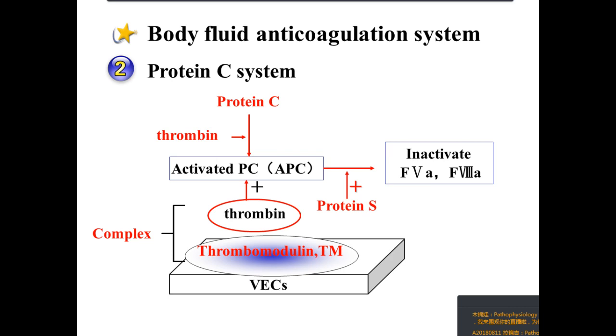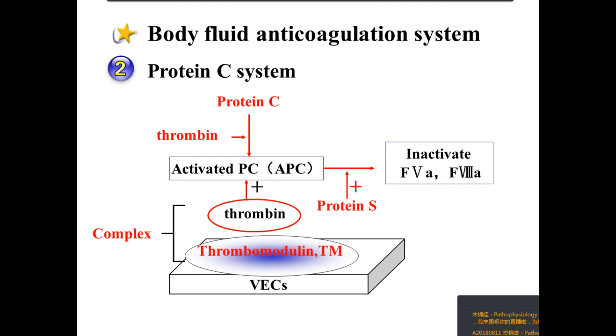Now, the function of protein S. Protein S can enhance the function of APC. So if protein S increases, which function will decrease? With increased protein S, the activity of coagulation factor 5 and factor 8 is inhibited. Understand? So protein S also has anticoagulation function.